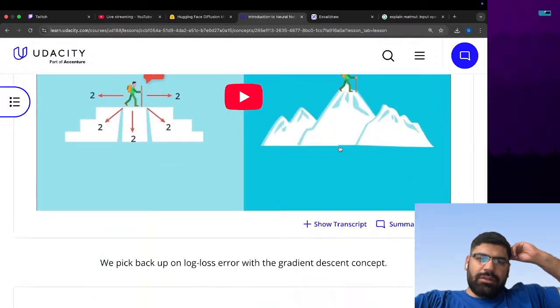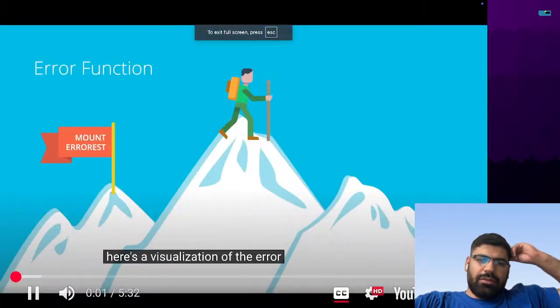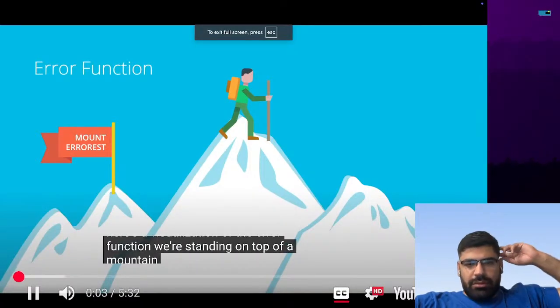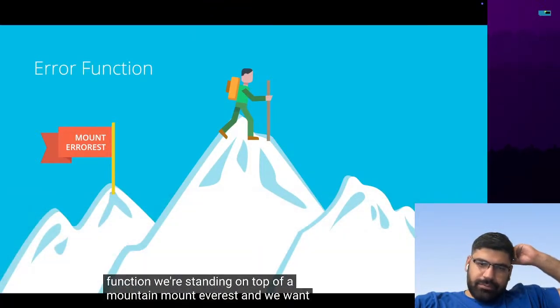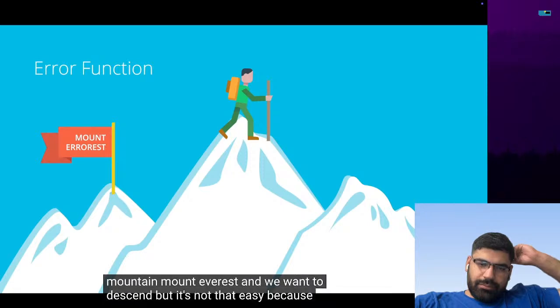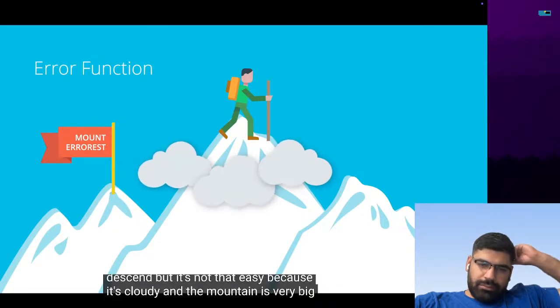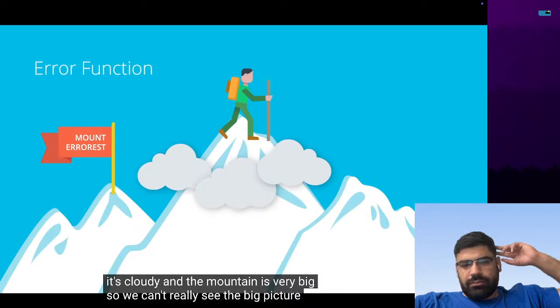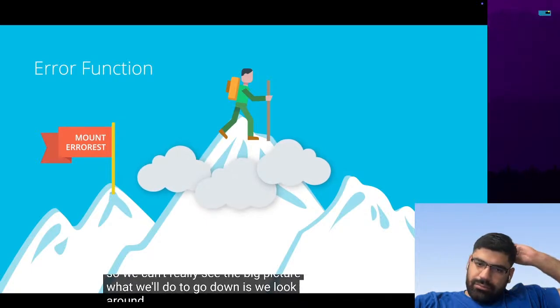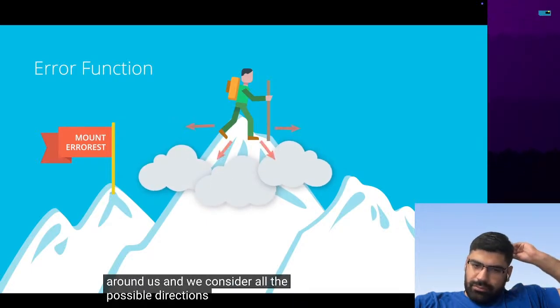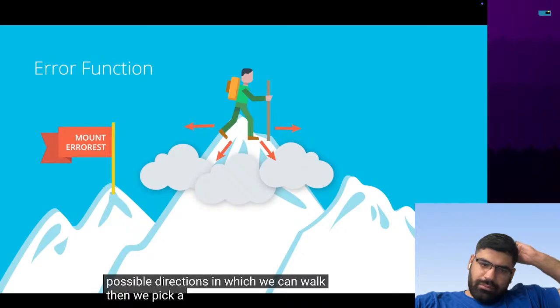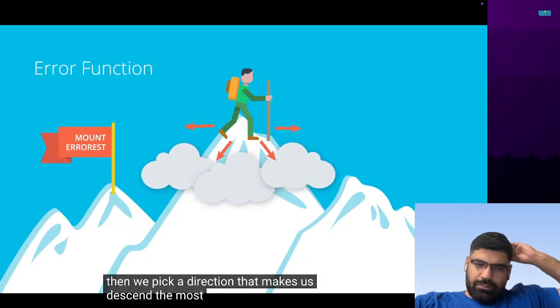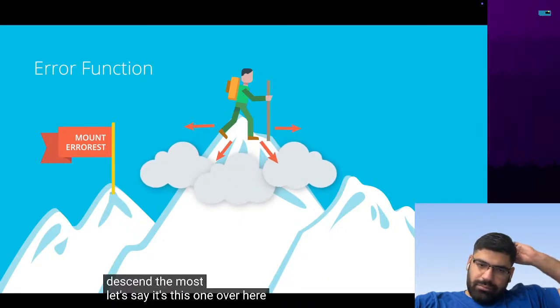Okay, let's do this. Here's a visualization of the error function. We're standing on top of a mountain, Mount Everest, and we want to descend. But it's not that easy because it's cloudy and the mountain is very big, so we can't really see the big picture. What we'll do to go down is we'll look around us and we consider all the possible directions in which we can walk. Then we pick a direction that makes us descend the most. Let's say it's this one over here.